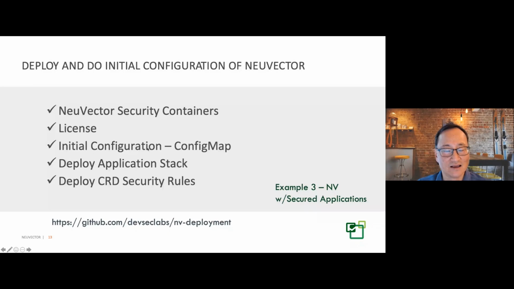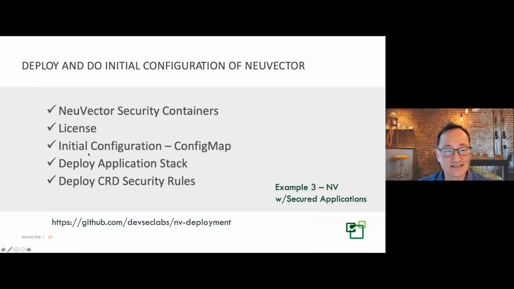Do the initial configuration using config maps. Config maps is a Kubernetes construct where you can define a lot of initial configuration for any software product. So for NuVector, it might be things like integration with LDAP or OIDC so that you can have user sign-on, integration with your SIEM and notification systems, initial configuration of basic security policies or registries to scan. All of those things can be done through a config map.